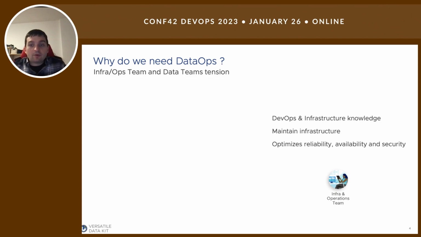And the operations people are those that understand the best operations and DevOps practices, how to build continuous integration, continuous deployment, how to ensure code is version traceable. And their goal is ultimately to make sure everything works. As I said, they need to optimize reliability and availability.